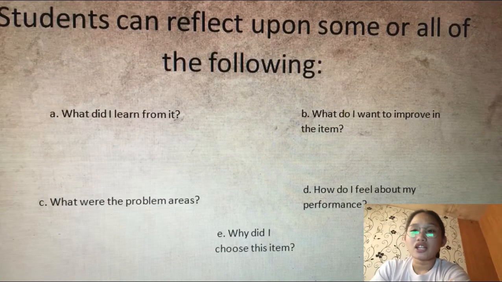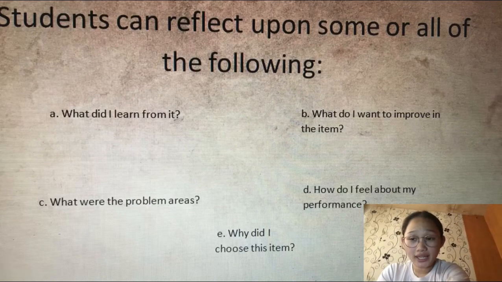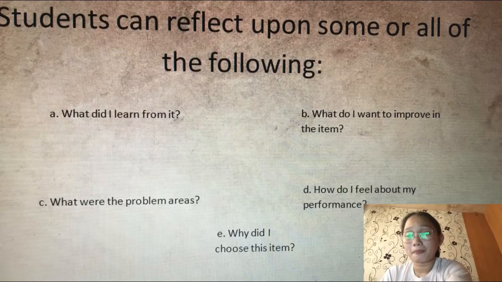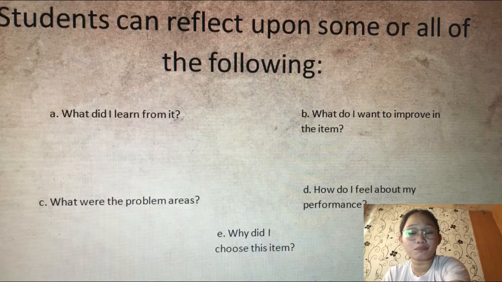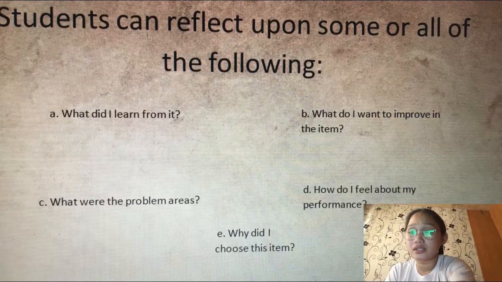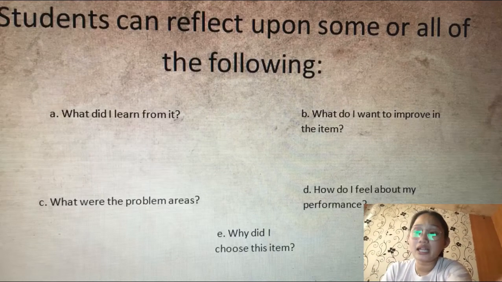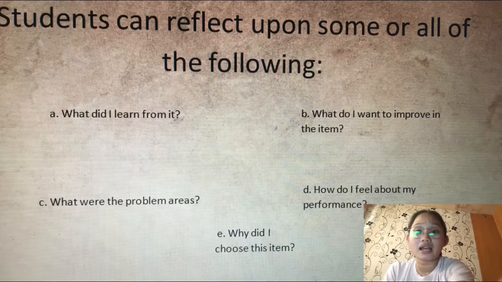So next, students can reflect upon some or all of the following. A. What did I learn from it? B. What do I want to improve in the item? Third, what were the problem areas? Next, how do I feel about my performance? Lastly, why did I choose this item?